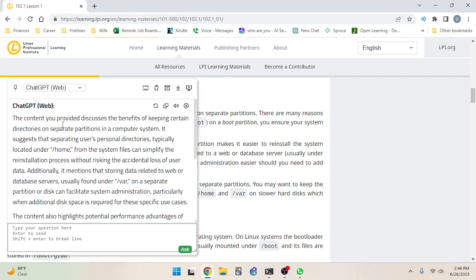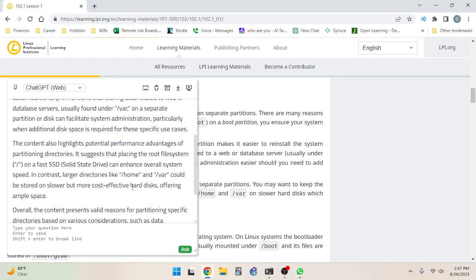It suggests that separating users' personal directories, typically located under /home, from the system directories can simplify the reinstallation process without risking the accidental loss of user data. Additionally, it mentions that storing data related to web or database services, usually found under /var, on a separate partition or disk can facilitate system administration, particularly when additional disk space is required for those specific use cases.